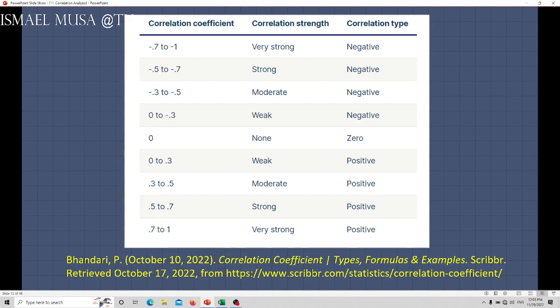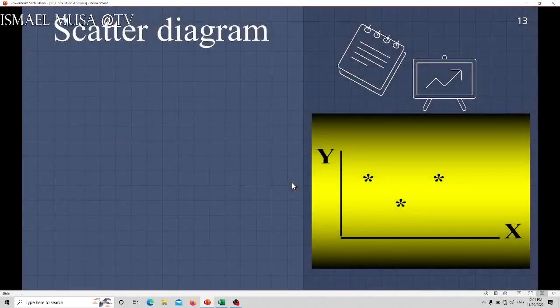Greater than 0 to 0.3, it's a weak correlation, or we call it the positive correlation. 0.3 to 0.5, that's moderate, positive. 0.5 to 0.7, strong. 0.7 to 1.0, very strong. So if you got an R of, let's say, 0.6, so R equals 0.6, it belongs to this category. Therefore, there is a moderate and positive relationship.